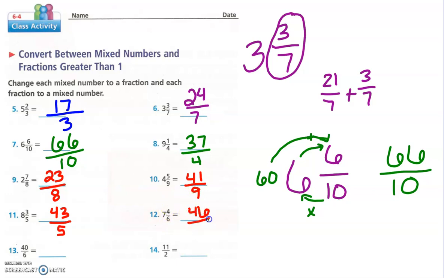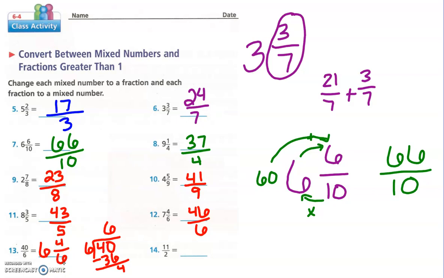And then for number 12, you've got 6 times 7, which is 42, plus 4 more of those would make for 46 sixths. And then this one actually wants you to go the other way. 40 divided by 6. Remember, this fraction can also be a division symbol. So that would be like saying, what's 40 divided by 6? Well, if I skip count by 6's, the closest I can get to 40 is going to be 6. So 6 times 6 is 36, and that leaves me with 4. So the way I would write this is that 6 would be my whole number, 4 is my leftover, and 6 is my share.